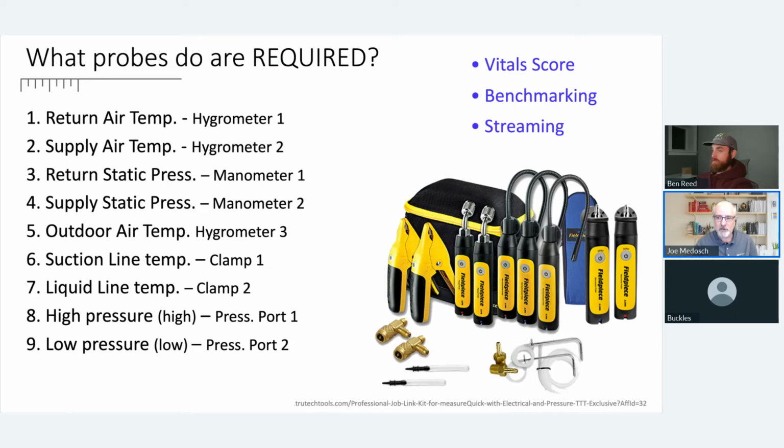But these are the ones that are required in order to get your vital score, to do any kind of benchmarking or streaming. If you don't have all of these on, connected, and on a system that's operating, because we can tell if the system is actually operating, then you won't be able to get a vital score or do benchmarking or streaming. There'll be a pop-up saying missing probes are required for this action. So it's crucial that you have all 9 and they're actually operating and reading well.